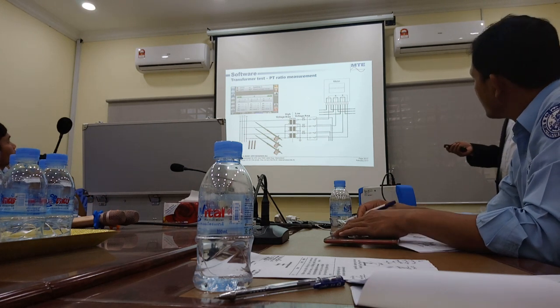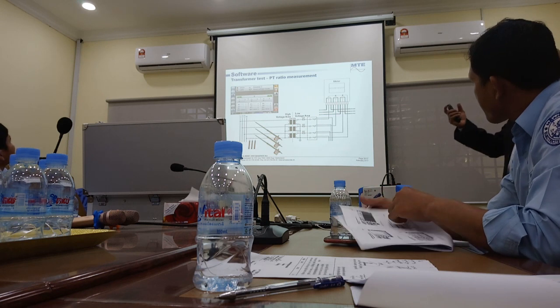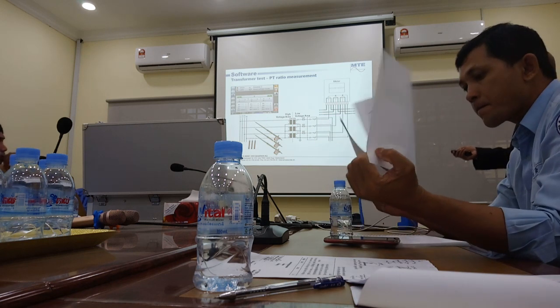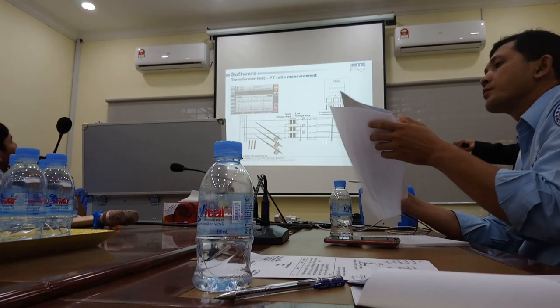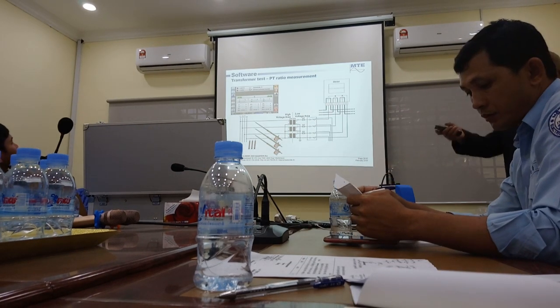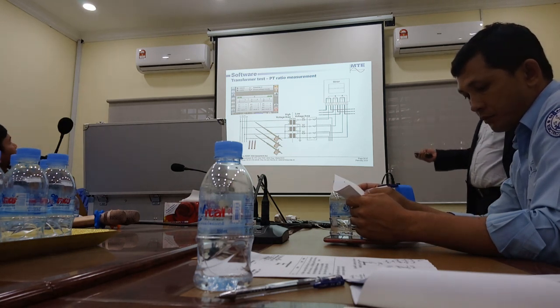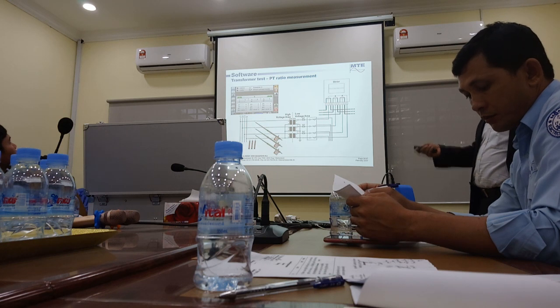Then another case is a PT ratio measurement. You have two sets of clamps. You connect one clamp to the primary and one clamp to the secondary. Of course, you did not buy the PT side, but later you can buy something like this and use it.